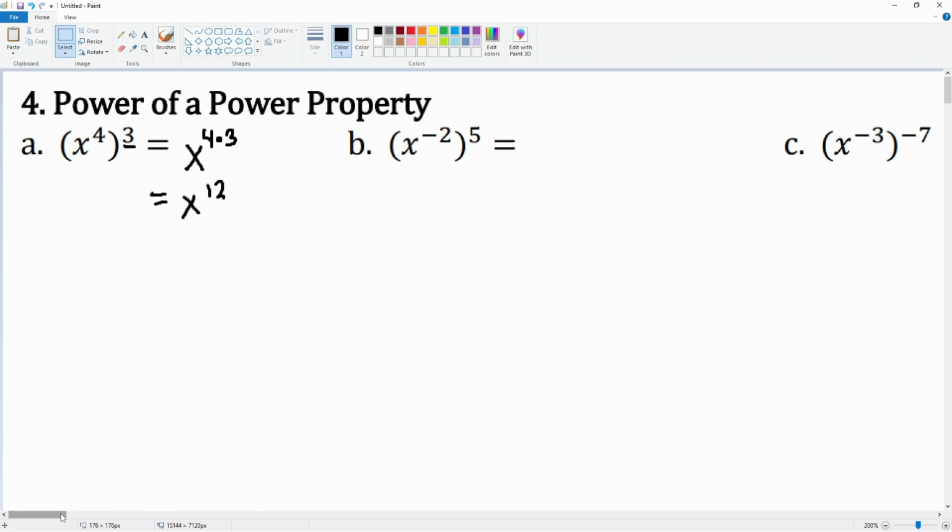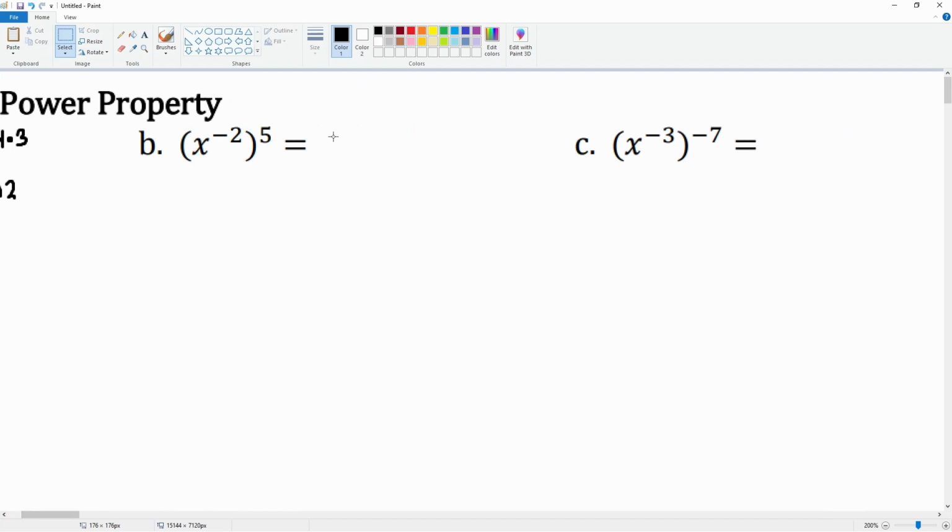Let's look at B here. Here we're going to do the same thing. We are going to multiply the exponents, so negative 2 times 5. This gets you x to the negative 10 power. However, we are not allowed to have a negative exponent. So this was originally on top of a 1, and now we bring it to the bottom of the fraction. So it's 1 over x to the 10th power here.